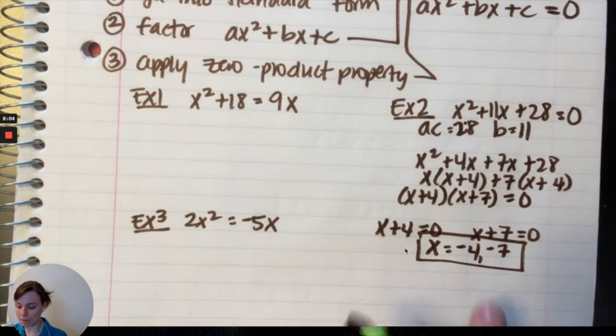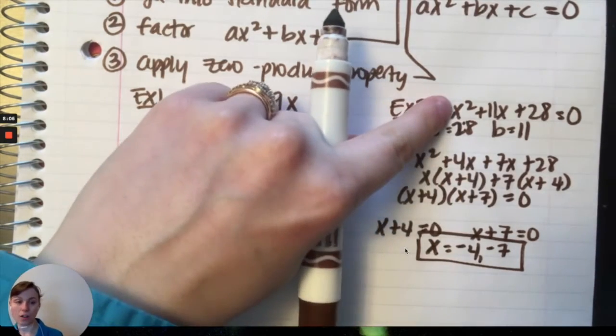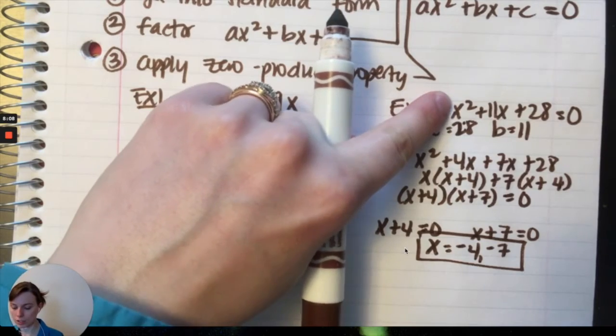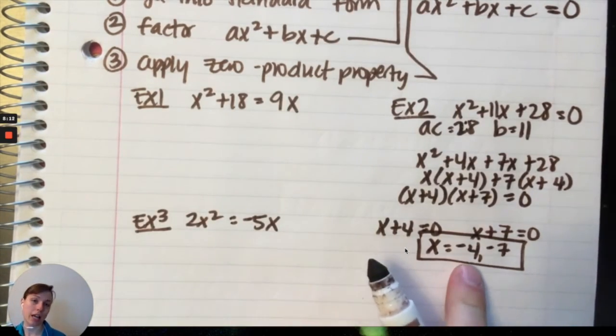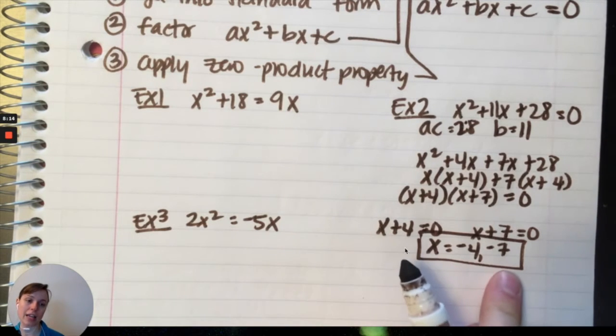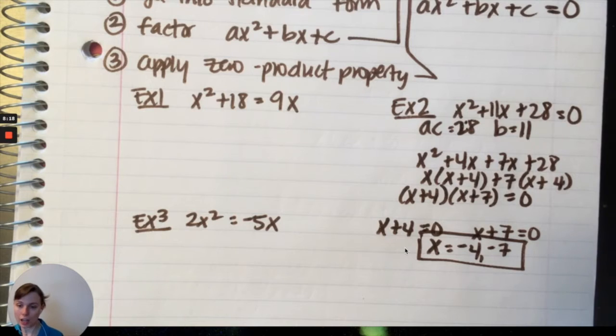So that means my x-intercepts when I graph this function, so if f of x equals x squared plus 11x plus 28, my x-intercepts will be hitting at negative 4 on the x-axis and at negative 7 on the x-axis. So, yay! That was it. All right.